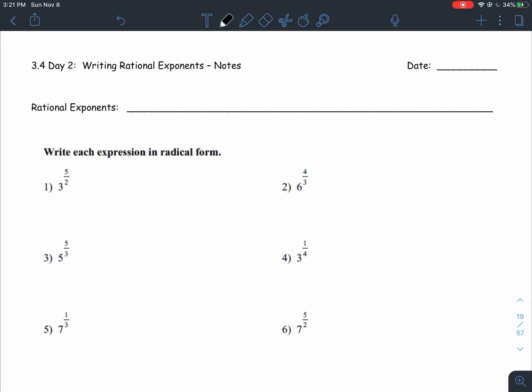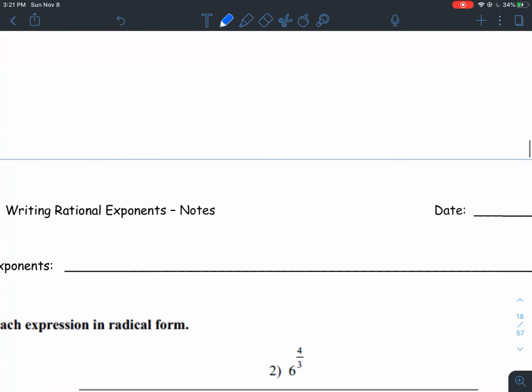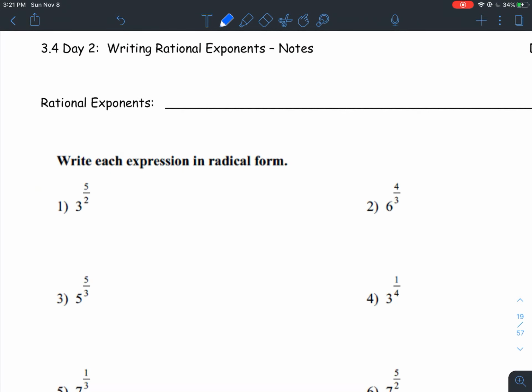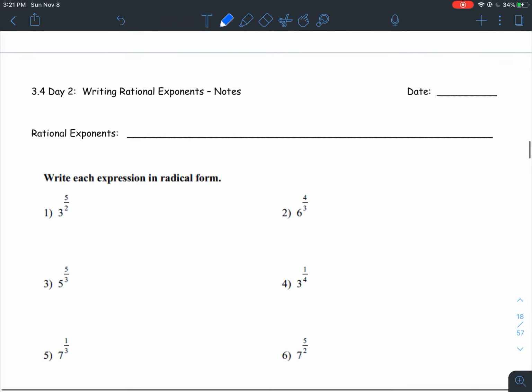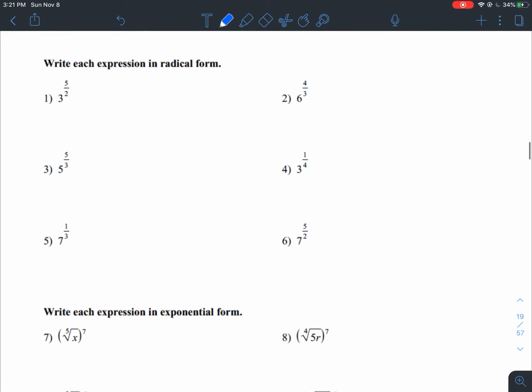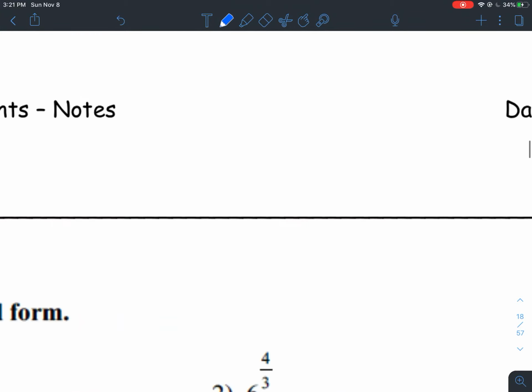Before we get started, let's go over a concept. I'd write this in your notes somewhere. When you have an exponent that is a fraction, we call that a rational exponent, and you're able to go from the power form of the expression to the radical form of the expression. Let's talk about that.